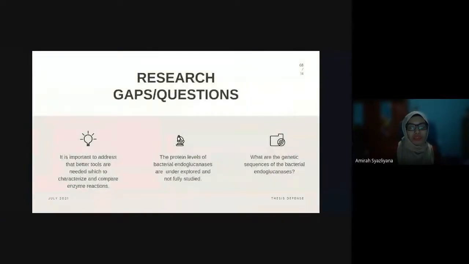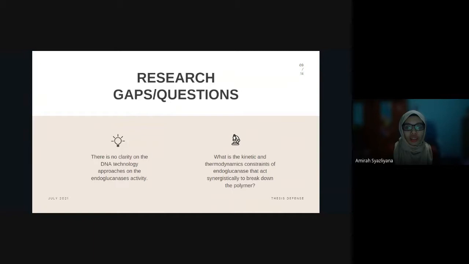The research gaps or questions in the study: the first one is that better tools are needed to characterize and compare enzyme reactions. Next, the protein levels of bacterial endoglucanases are underexplored and not fully studied. And then, what are the genetic sequences of the bacterial endoglucanase? Furthermore, there is no clarity on the DNA technology approaches on the endoglucanase activity. Apart from that, what are the kinetic and thermodynamic constraints of endoglucanases that act synergistically to break down the polymer?